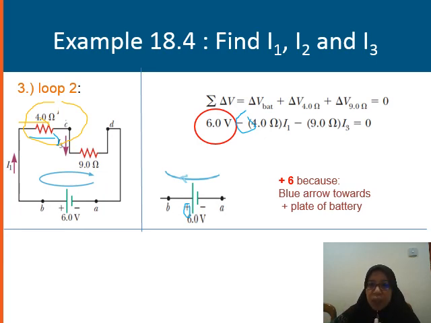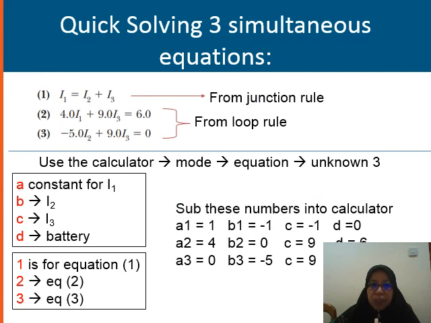Now once you are here, you will get these three expression. 1, 2, 3. 3 marks already. Now this expression, in order to solve, you can just simply use your calculator. Press mode, equation, and choose your unknown as 3. Meaning 3 unknowns, I1, I2, I3. Now, you will see that there was this A, B, C, D in the calculator, and also 1, 2, 3. 1, 2, 3 represent your expression 1, 2, and 3.